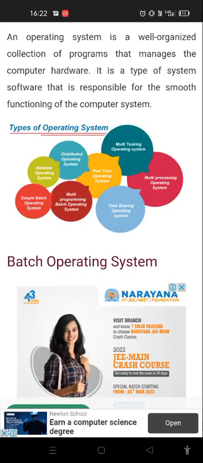Now see the types of operating system. So: simple batch operating system, network operating system, distributed operating system, multi-programming batch operating system, real-time operating system, time sharing operating system, multitasking operating system, and multi-processing operating system. So let's see one by one in detail.